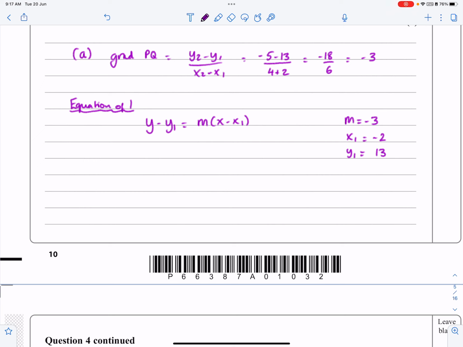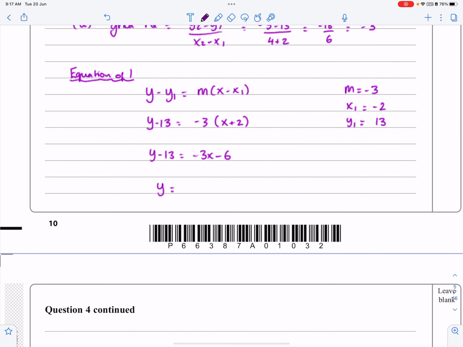So we get y minus 13 is equal to minus 3, lots of x minus minus 2, so that's x plus 2. And then remember from the question, so we've got y minus 13 equals minus 3x minus 6. They actually want it this time in the format of y equals mx plus c. So they actually want me to write it down like that when I'm doing part A.